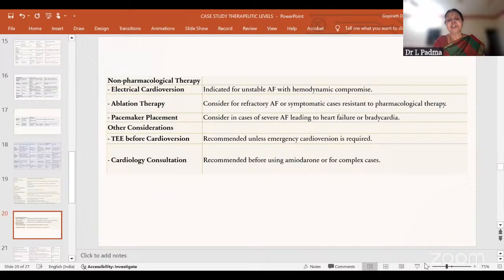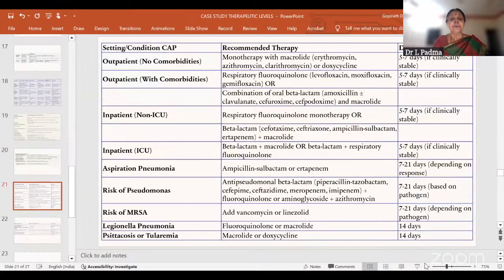Non-pharmacological therapies, I think all of you know better. These are a few of the non-pharmacological therapies we are having today.